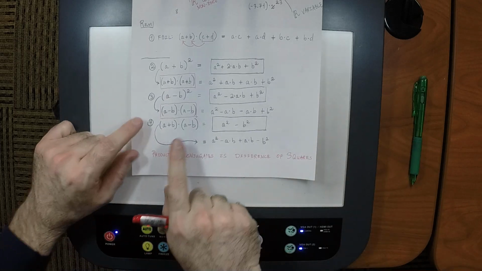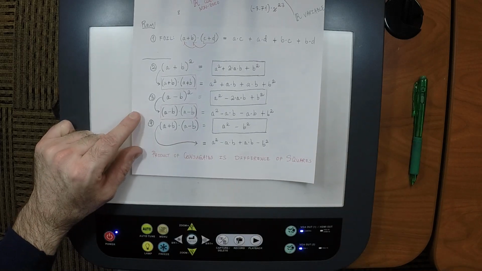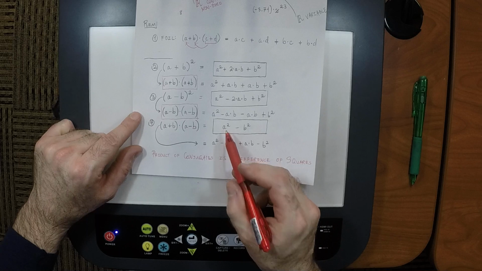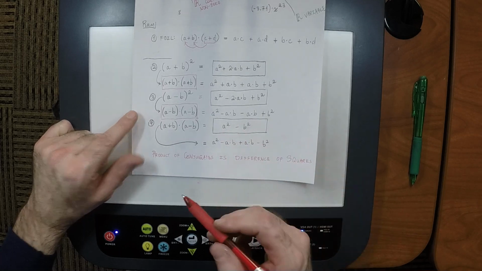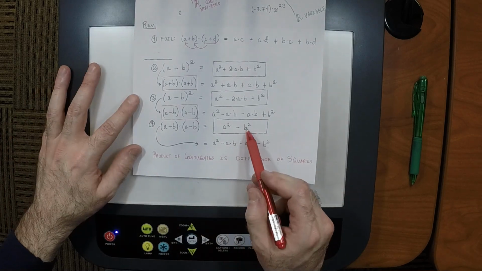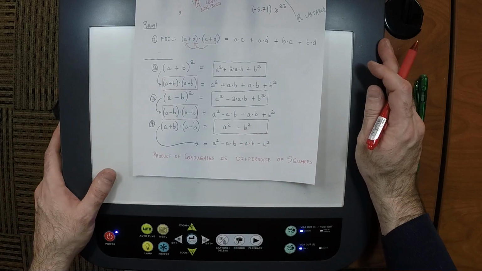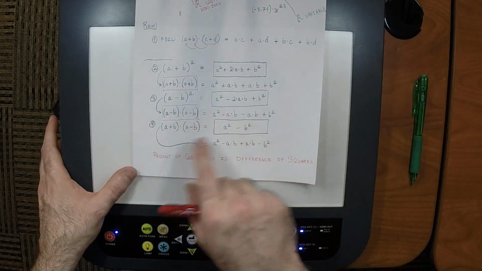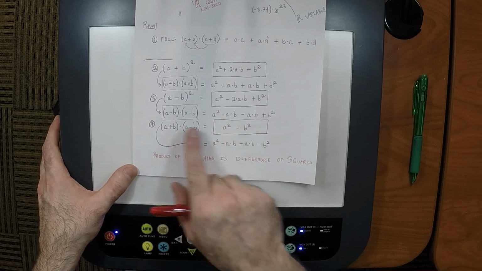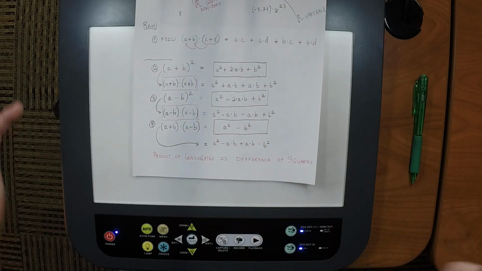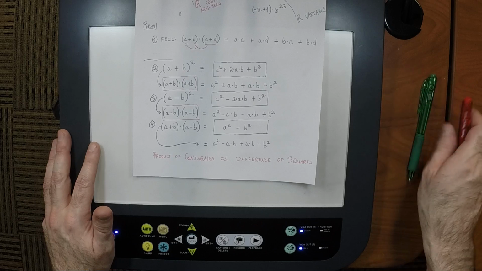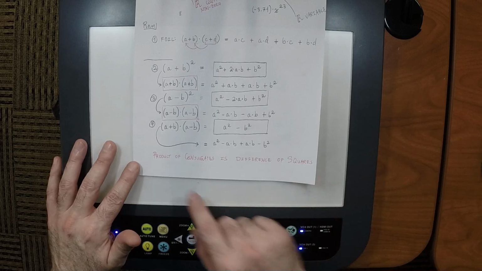So, in this case, those two are conjugates, and you're computing their product. And then that term right there, A squared, is a square, and that's a square. And difference is a synonym for subtraction. So, this issue that the product of conjugates is the difference of squares is going to come up 3 or 4 different times throughout the rest of the semester. Any question about it?